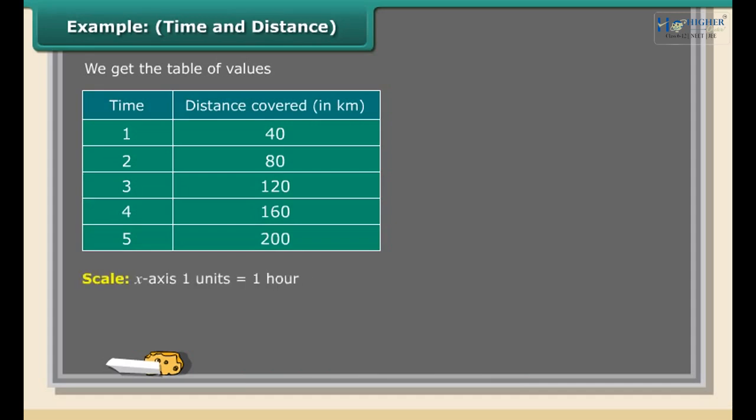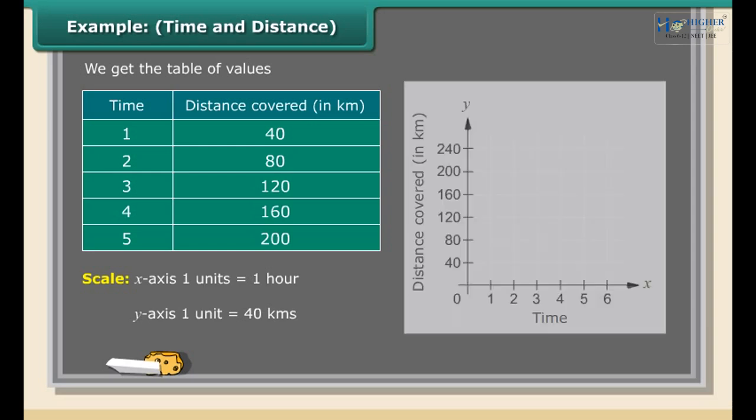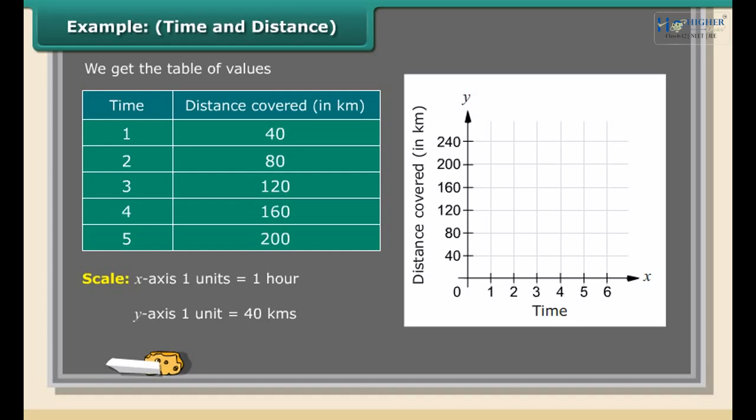Scale: on the x-axis, 1 unit is equal to 1 hour. On the y-axis, 1 unit is equal to 40 kilometers. A. Mark time on the horizontal axis. B. Mark distance on the vertical axis. C. Plot the points (1, 40), (2, 80), (3, 120), (4, 160), (5, 200). D. Join the points. We get a linear graph.